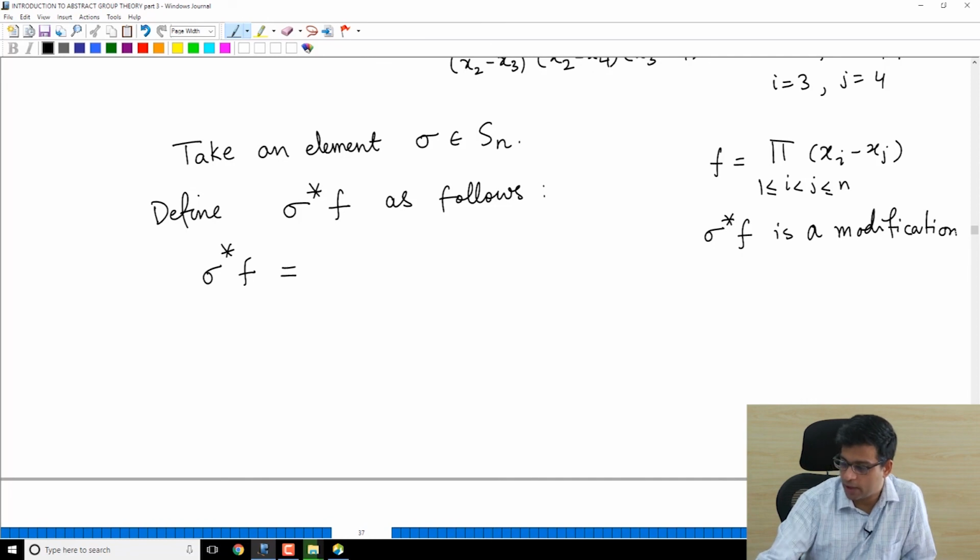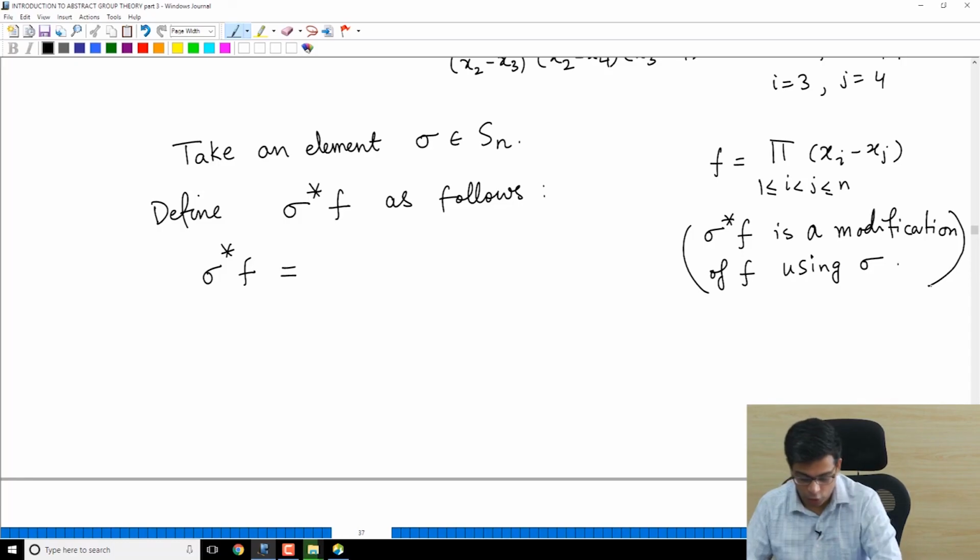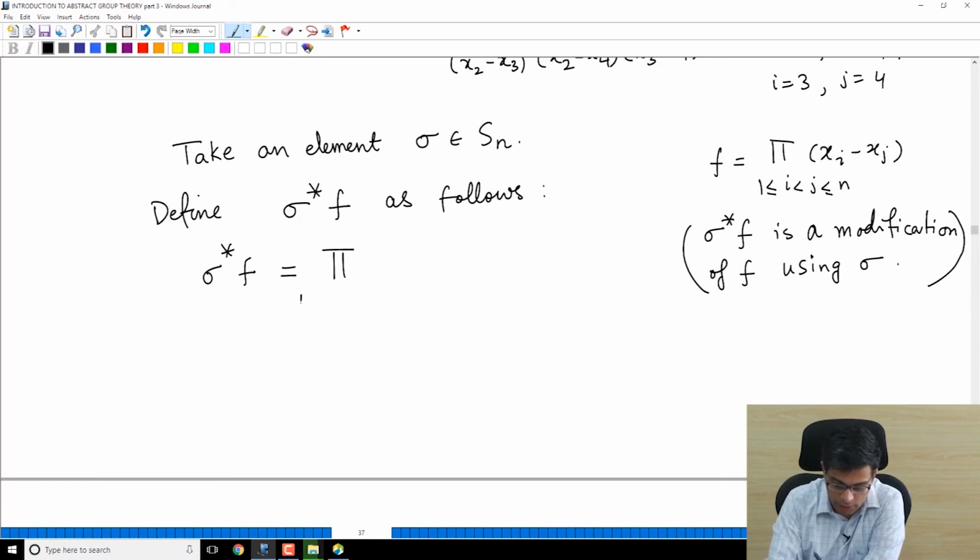I'm going to change f a little bit using sigma. Okay, so think of it like this. Sigma star f is simply a modification using sigma. How do we modify? Remember what is sigma? Sigma just is a permutation of the letters. So what I'll do is, I will continue to take the product over a pair i, j, i strictly less than j, but instead of xi minus xj, I will have x of sigma i minus x of sigma j.